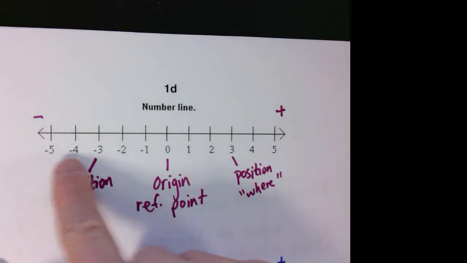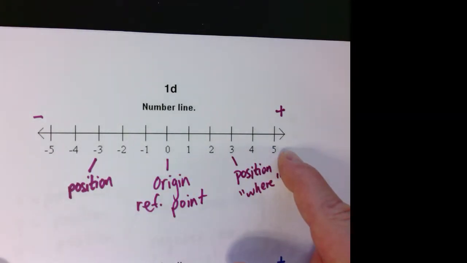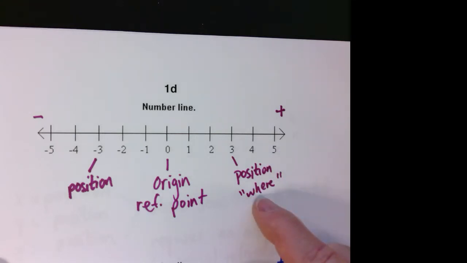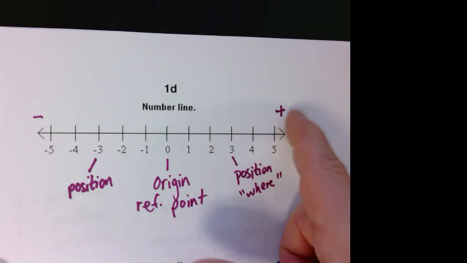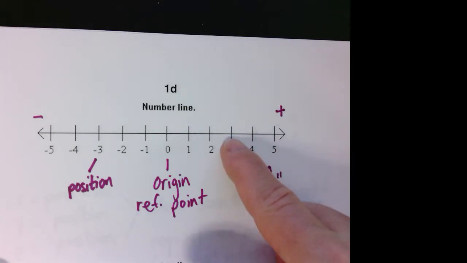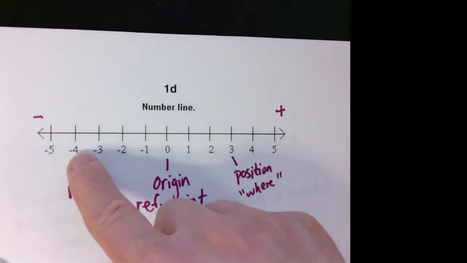What is shown on the number line is positions. Position is where something is located. It has a magnitude, let's say 3, and a direction, positive, +3. Similarly, it could have a position of -4. It would have a magnitude of 4 and a direction that is negative.